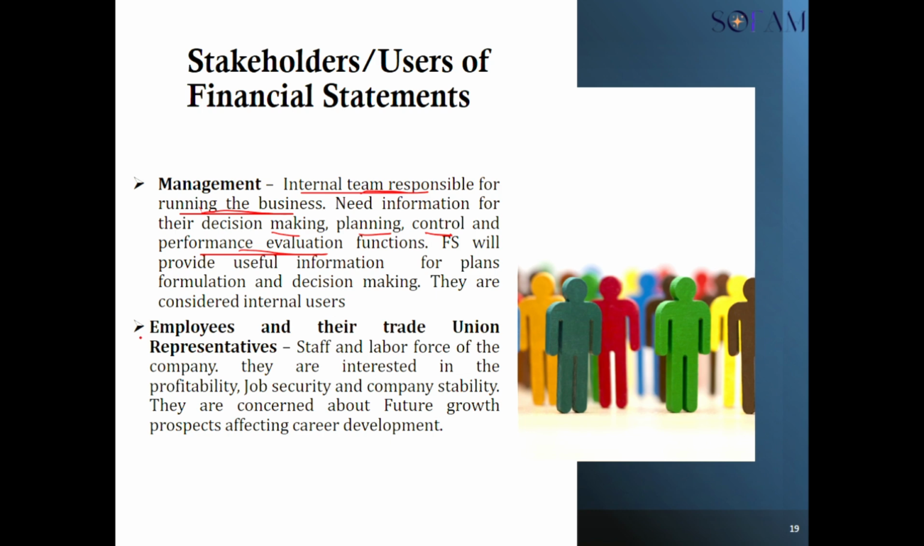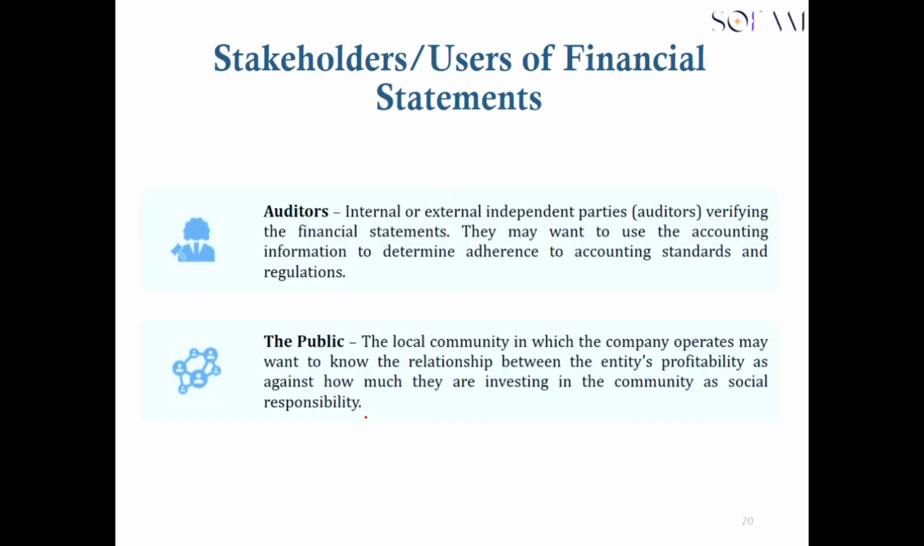Two, employees and their trade union representatives. So employees are the staff or the labor force of the company, and they are interested in profitability, job security, and company stability. Of course, if the company is making profit, then the company will pay them well, so there is job security. And if the company is in a stable position, then it provides a prospect for career development.